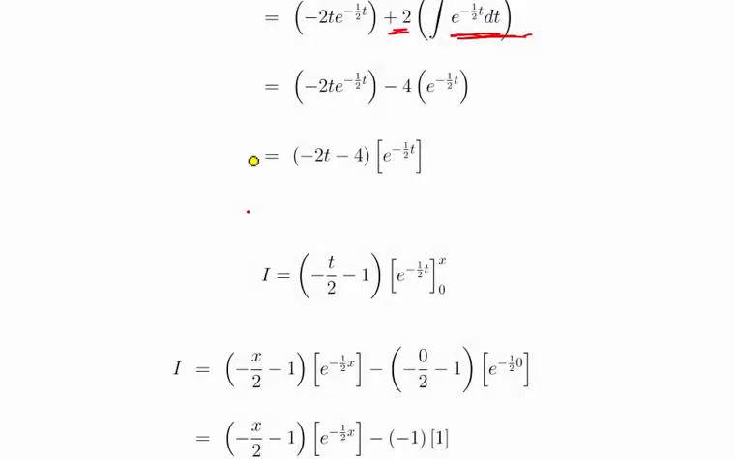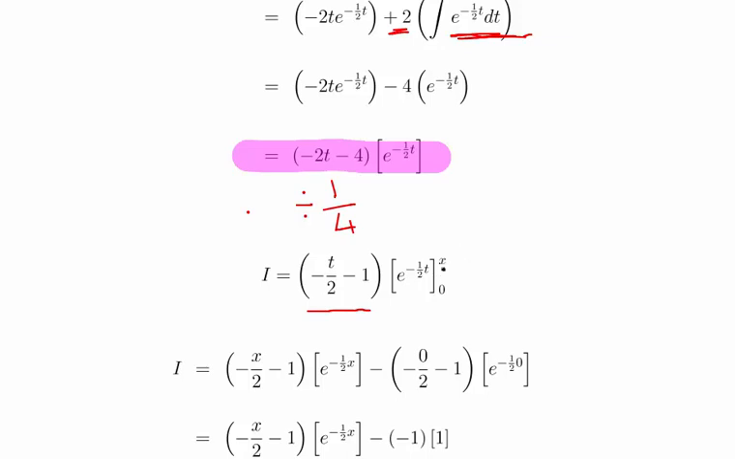So I'll just pick it up from where I left off. So we evaluate the integration by parts as minus 2t minus 4 times the exponential of minus 1/2 of t. So the integral overall actually is 1/4 of that. So I have to factor in that 1/4. That's where I go from minus 2t minus 4 to minus t over 2 minus 1 times the exponential of minus 1/2 of t.